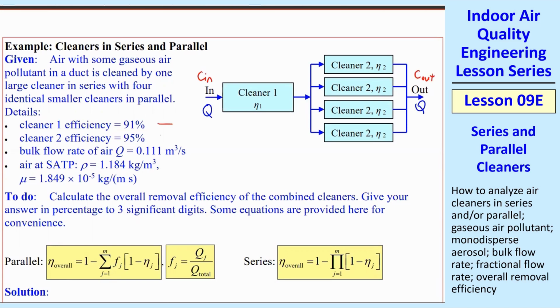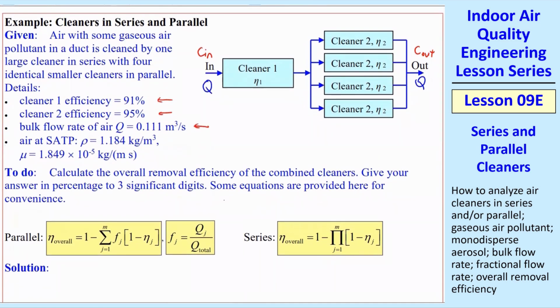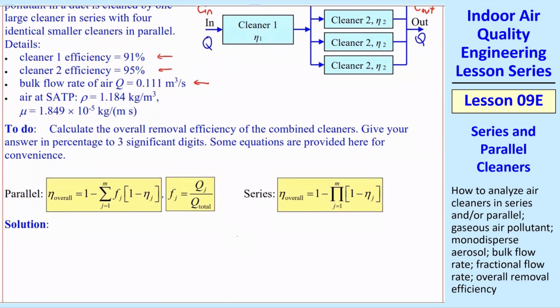And I give you the cleaner efficiencies. So 1 is not identical to 2. We give you the bulk flow rate Q. And this air is at SATP, so I give you the properties. I want you to calculate the overall removal efficiency of these combined cleaners. And I put the equations here for convenience.